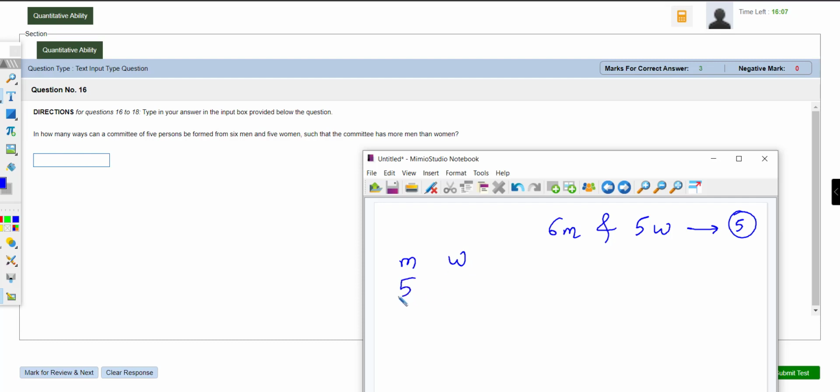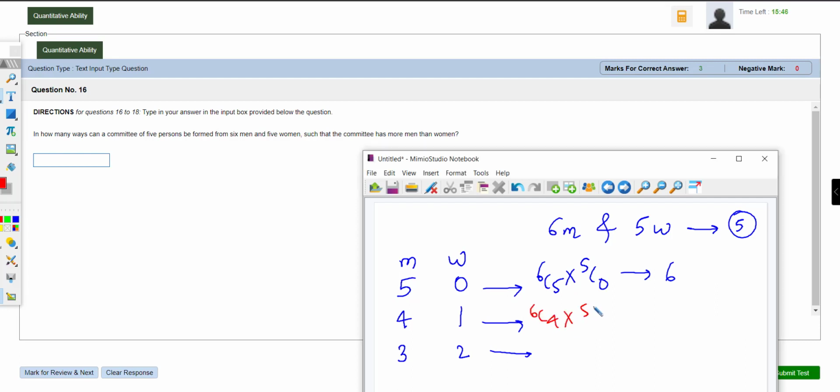So 5 men 0 women, or 4 men 1 woman, then 3 men 2 women. Okay, these are the 3 possible cases. So over here 6C5 into 5C0, this is going to be how much? 6 into 1, 6.